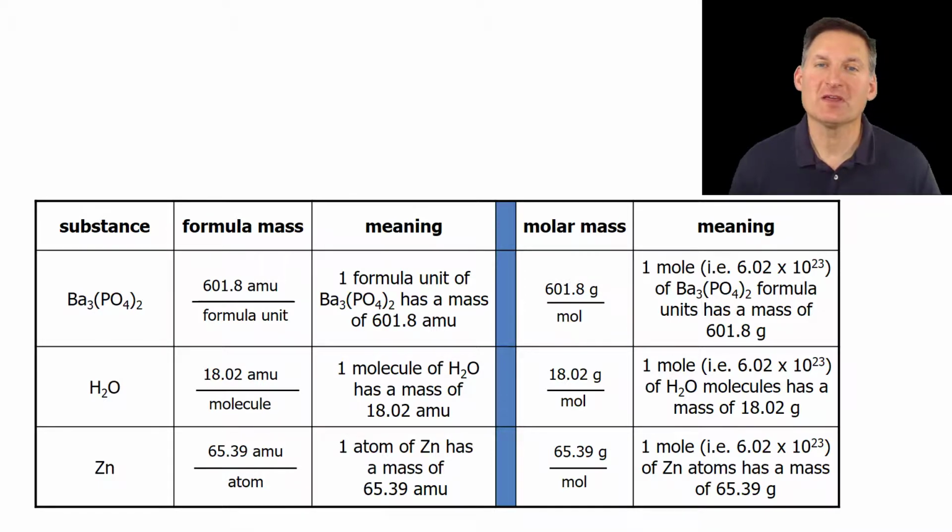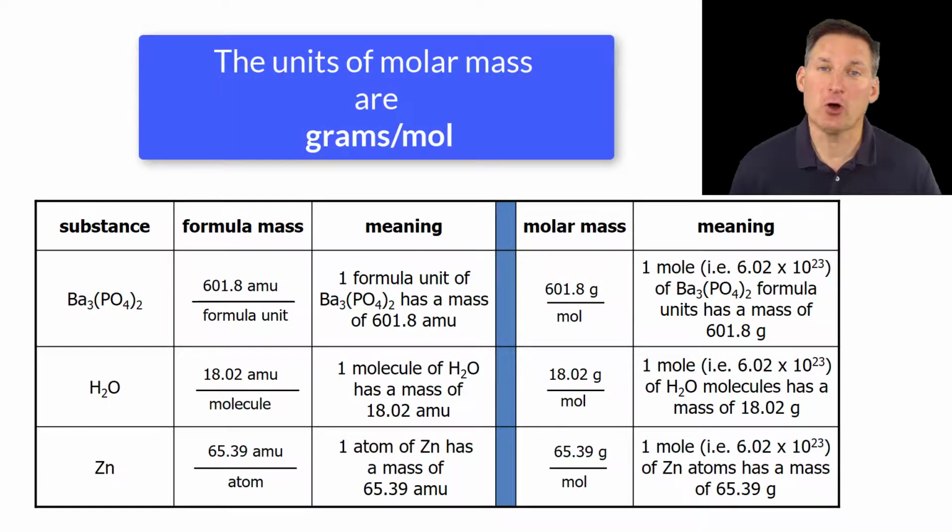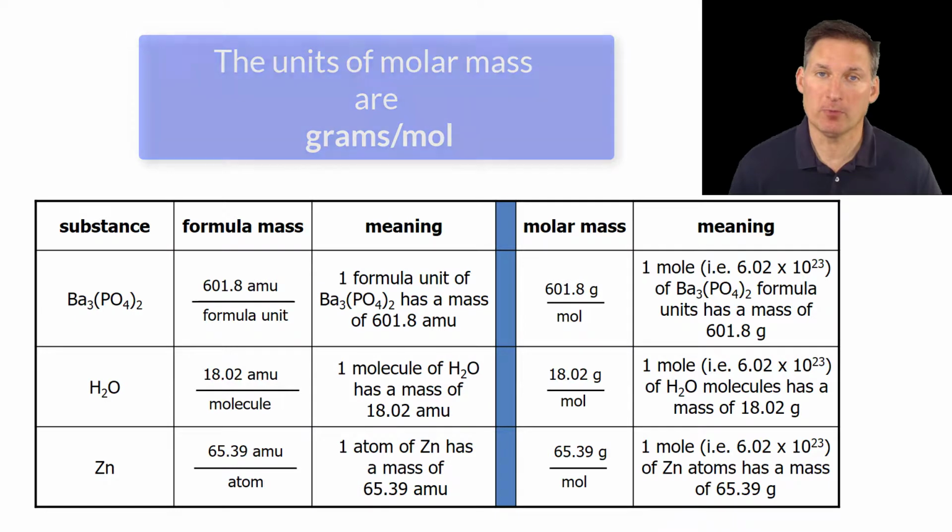By far, the more useful of these two, formula mass or molar mass, is molar mass. This is because it's not practical to deal with such small quantities such as 1 atom or 1 molecule or 1 formula unit, although emerging nanotechnology might be changing this. But it is practical to deal with 1 mole of atoms or 1 mole of molecules or 1 mole of formula units, because that's a quantity we can see and use. If you learn nothing else from this brief lesson, remember that the units of molar mass are grams per mole.